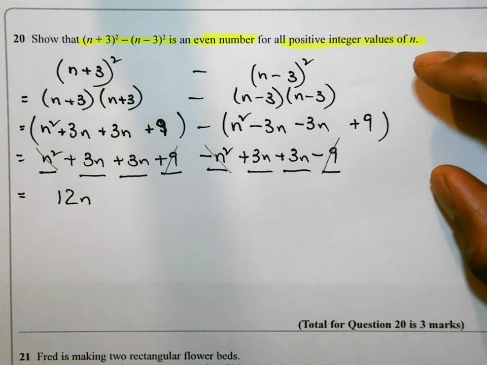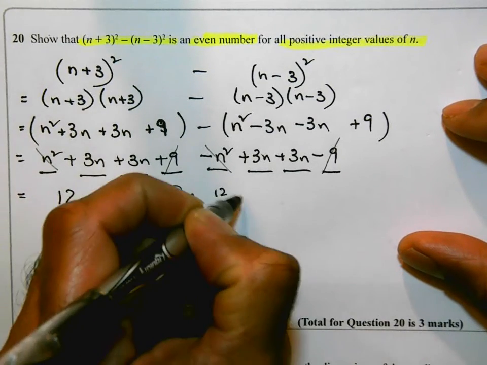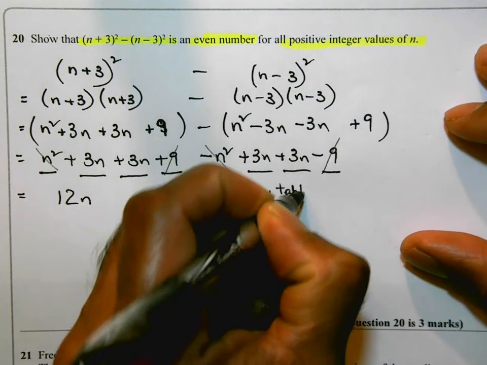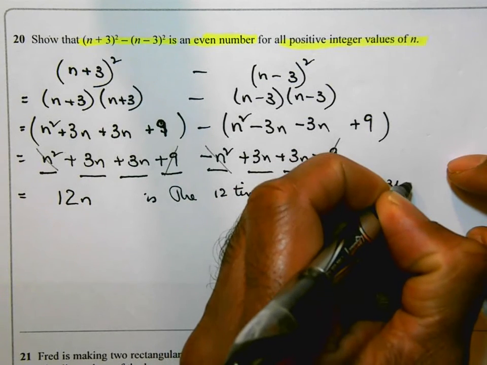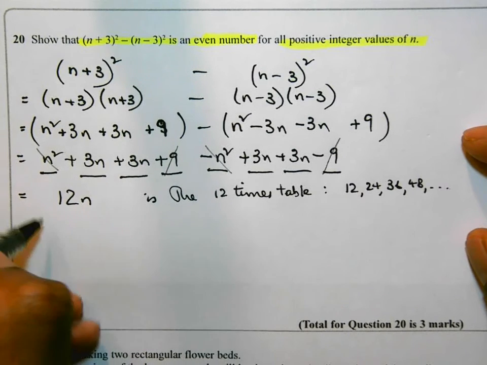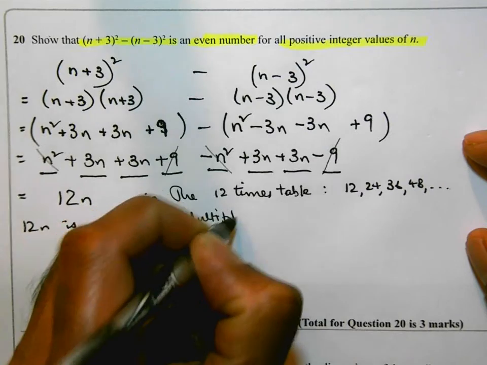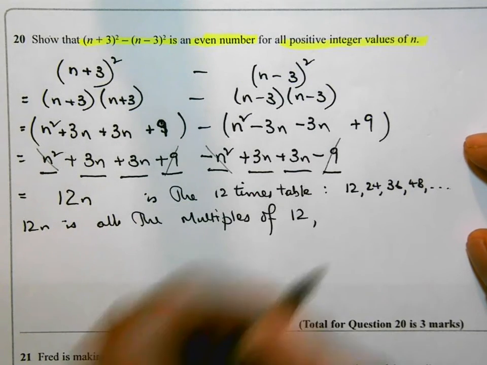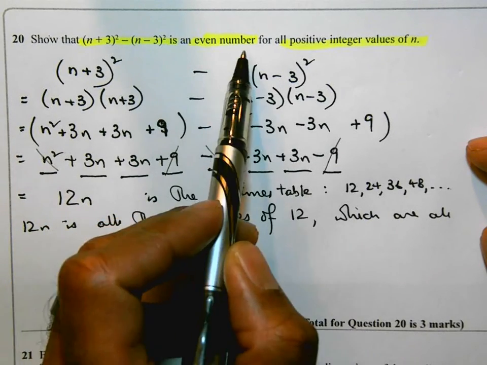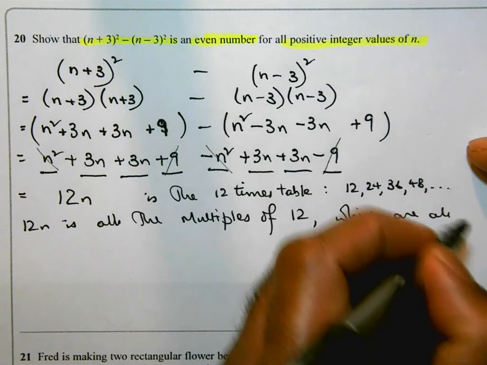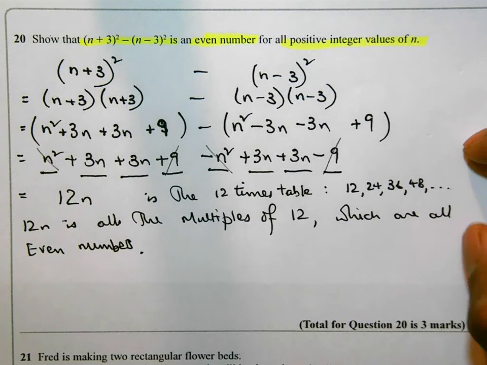Now 12n, for all positive whole numbers that n could be, 12n is the 12 times table. So when n is 1, it's 12. When n is 2, it's 24. When n is 3, it's 36. When n is 4, it's 48. So 12n is all the multiples of 12, and remember they said show that it is an even number. All the numbers in the 12 times table, if I carry on this forever, they're all even numbers. Okay, and that's a sufficient proof for this question.